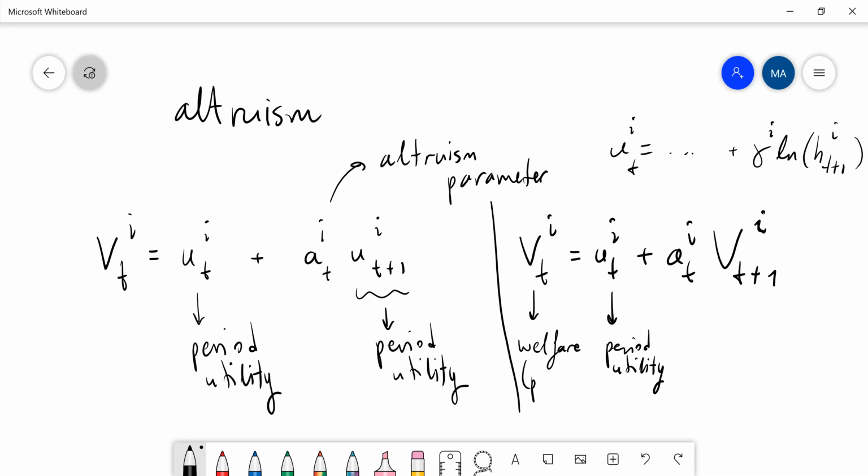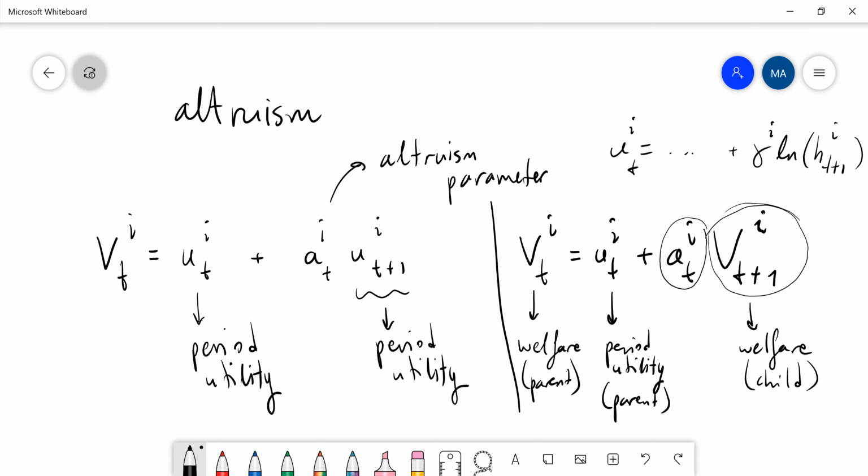So this is the parent, and this is the kid's welfare. Okay? So this is called the Bellman equation, but you don't have to deal with it. Just try to understand it. So the altruism factor is important because my kid's welfare is part of my welfare. Okay? And it doesn't have to be the kids, right?